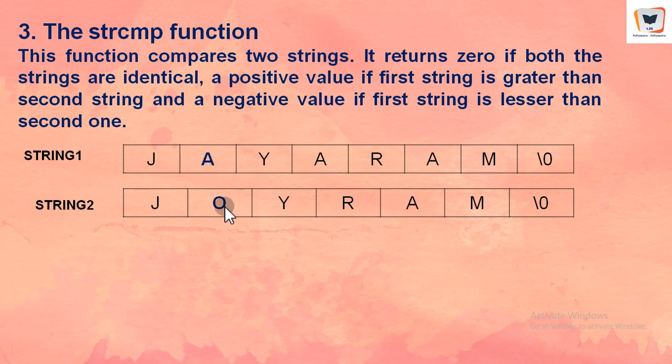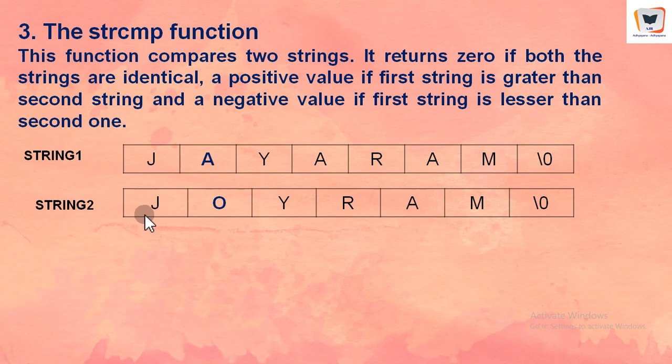A is compared with O. So A has an ASCII value, since it is capital A, it has an ASCII value of 65, while O will have its own ASCII value. So anyway, the numerical difference is 1 minus whatever the ASCII value that capital O carries. So therefore, here is a difference. Since this is 1 and this is much more than 1, maybe 15, therefore 1 minus 15, it will give us a minus value.